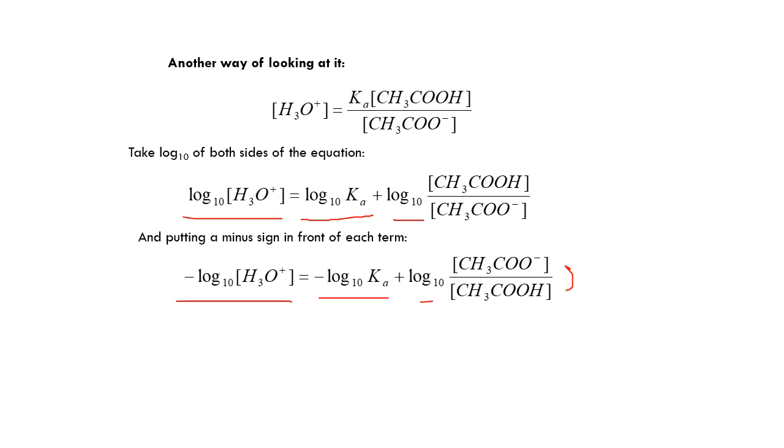Now look at this. Minus log of hydronium ion concentration is equal to what? pH. And minus log of Ka is equal to pKa. So this gives us pH equals pKa plus the log base 10 of the ratio of your acetate ion concentration divided by your acetic acid concentration. And when we're applying this to different systems, we can write it as the log of the conjugate base concentration divided by the acid concentration.